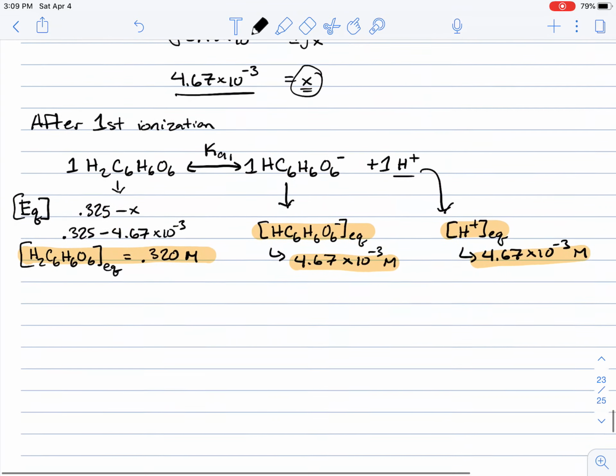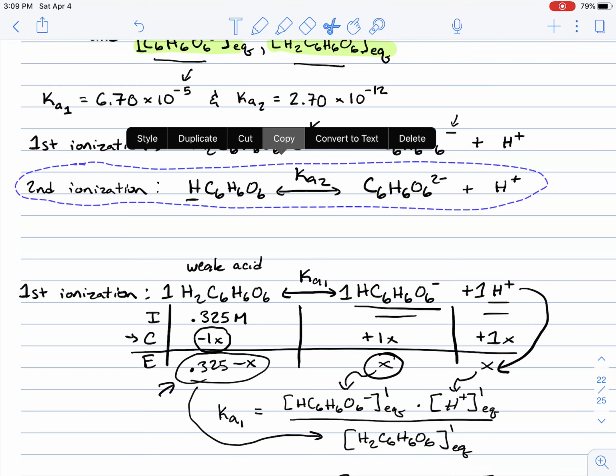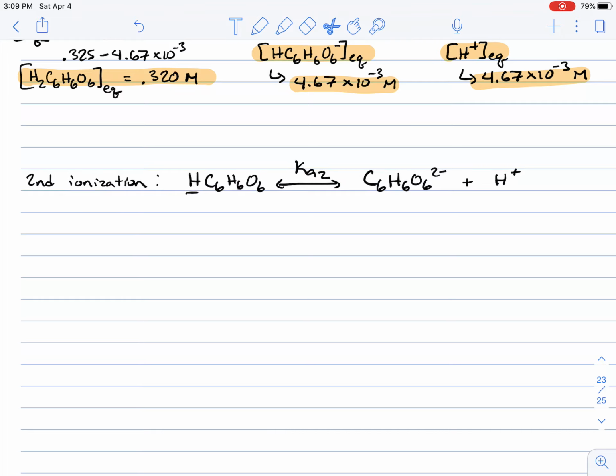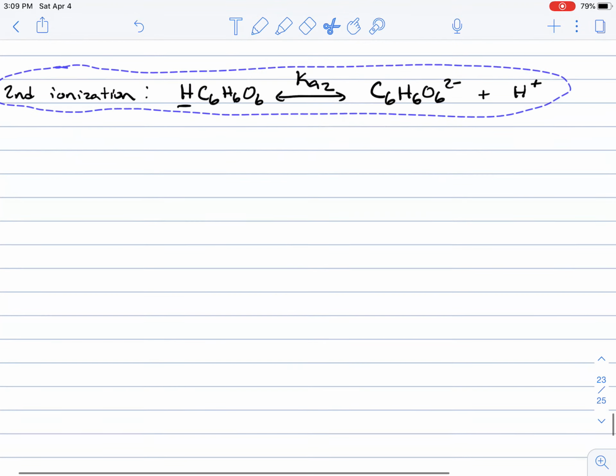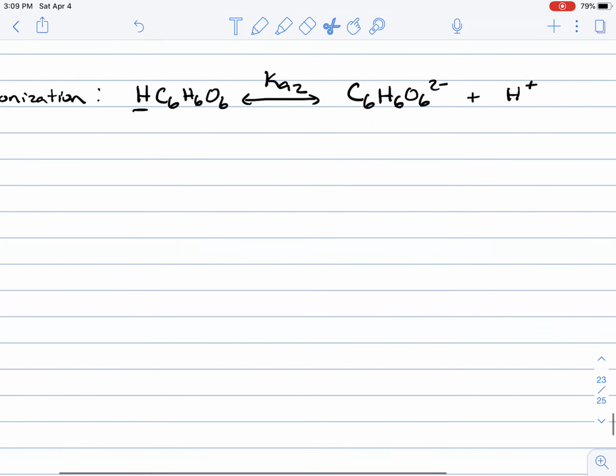Okay. And so I'm going to write the second ionization, or I'm not going to write it, I'm just going to copy and paste. Okay, so I'm going to copy this and just place it underneath. All right. And so what we're going to do is figure out what the equilibrium concentration is for each of these components after the second ionization. And to do that, I'm going to write another ICE table.